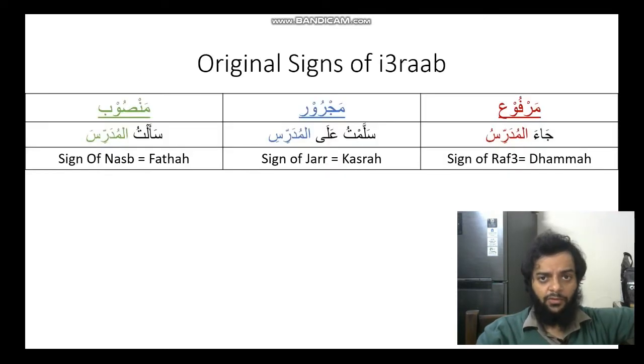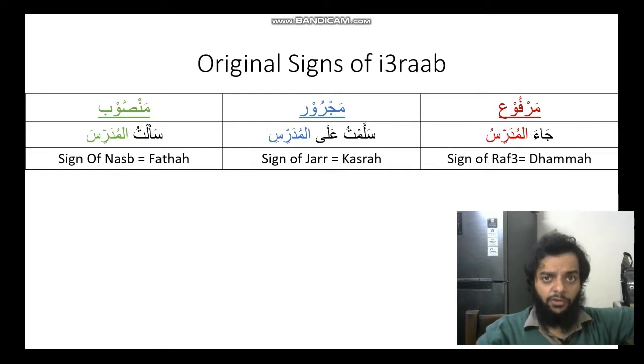So here is an example with original signs marfu, majroor and mansub. Here is the example of marfu, ja al mudarrisu. You can see this word mudarris has ended with dhamma, that is u sound. So this is marfu. As you can see I wrote sign of rafa dhamma. And majroor, sallamtu alal mudarrisi. So I said salam to the teacher. You can see the word mudarris has ended with kasra, so this is majroor. The sign of it being jar is kasra. So you can see same word al mudarris, but here it ended with dhamma and here it ended with kasra.